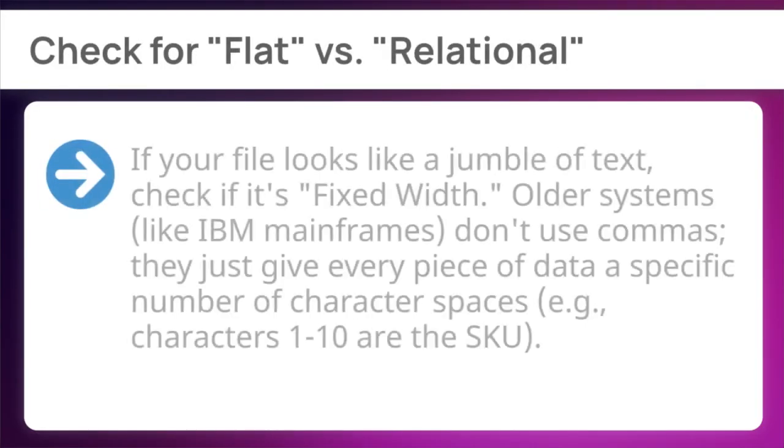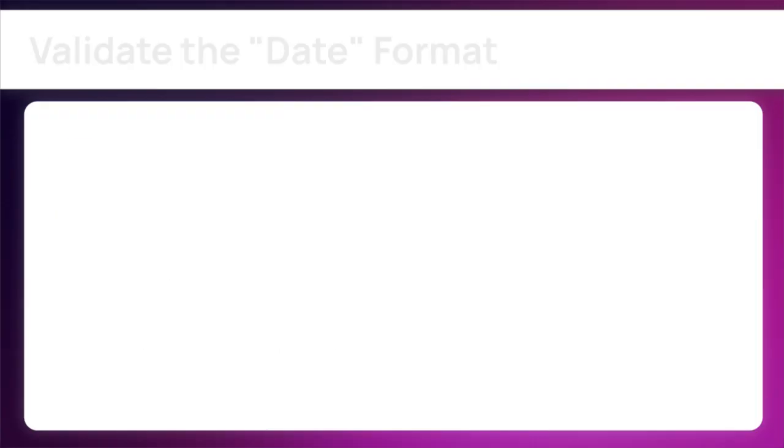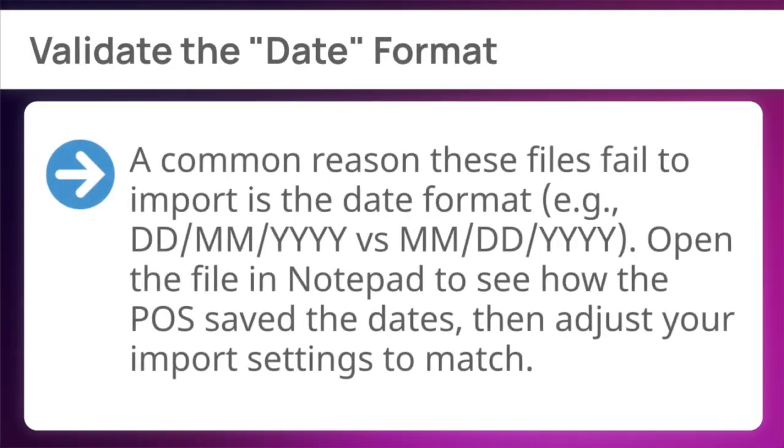Next, check for flat versus relational. If your file looks like a jumble of text, check if it's fixed width. Older systems, like IBM mainframes, don't use commas. They just give every piece of data a specific number of character spaces, e.g., characters 1 to 10 are the SKU. Finally, validate the date format.